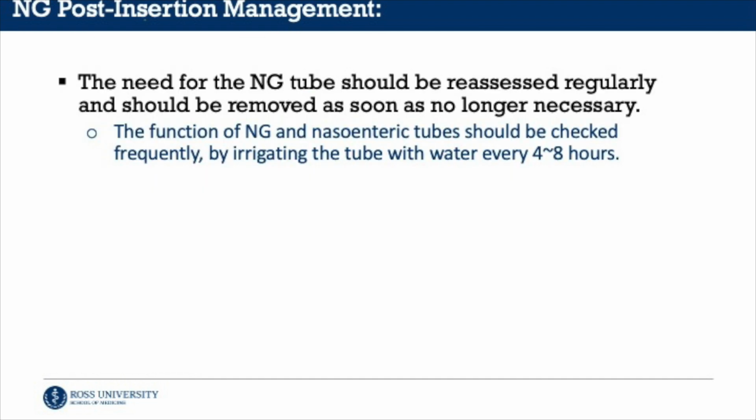Lastly, and most importantly, we want to reassess regularly whether the need for the NG tube is present or not. The function of the nasogastric and nasoenteric tubes should be checked frequently by irrigating the tube with water about every 4 to 8 hours.